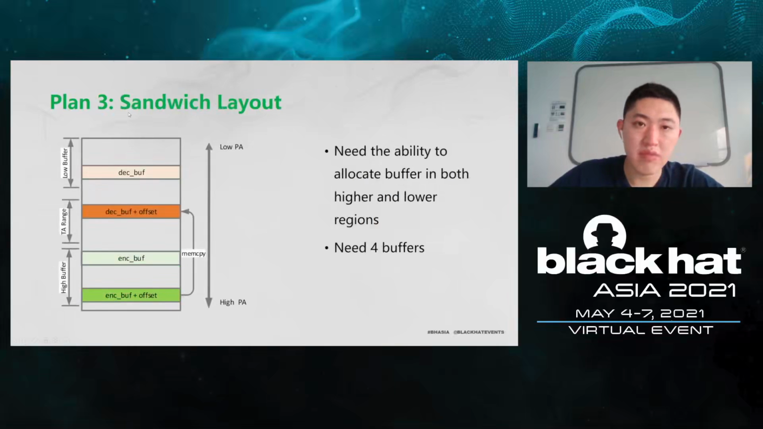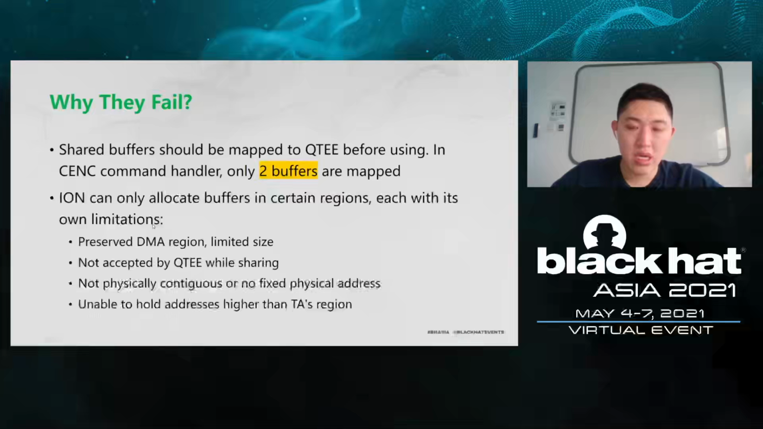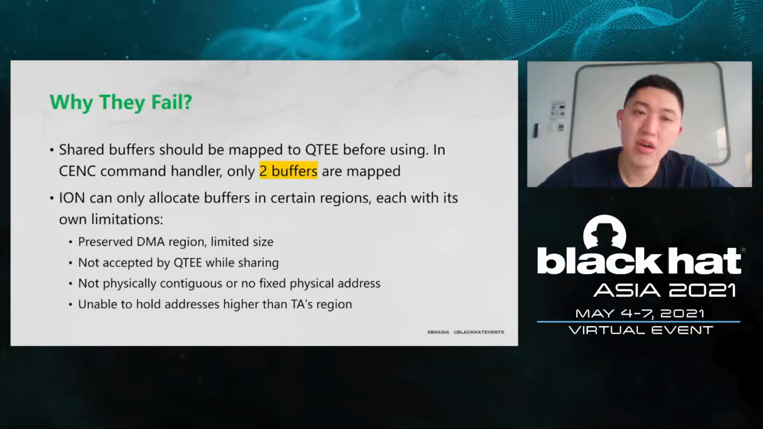And then the sandwich layout will put the TA between the encryption buffer and the decryption buffer, and the memory copy will happen this way. But it may need about 3 or 4 buffers. All of these plans have failed.